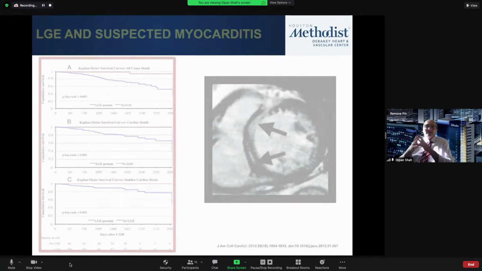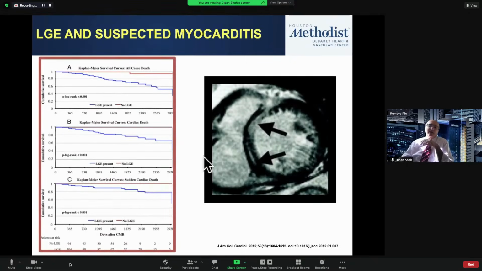And I think most important was that not only was this useful in making the diagnosis of myocarditis, but it gave you prognostic implications as well. So in these patients that presented with suspected myocarditis, if there was no LGE evident, their prognosis was very good during follow-up. But if there was evidence of LGE, they had a much higher likelihood of all-cause death, cardiac death, as well as sudden cardiac death during follow-up.